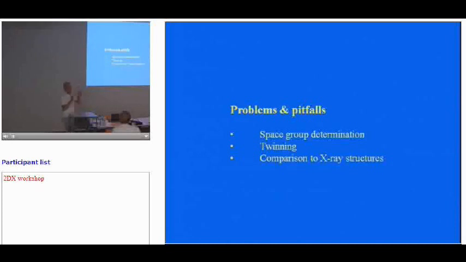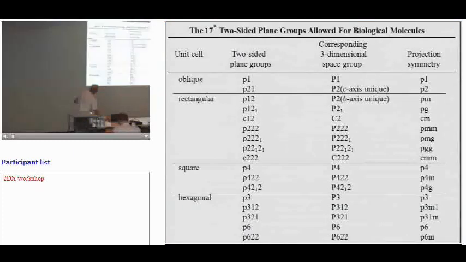Okay, so then I thought I'd just do 2 or 3 things. What are the problems to keep an eye out for? So one is getting the space group right. Another one is being aware that your crystals might be twinned. In X-ray crystallography, people are very aware of this. In 2D crystallography, people are less aware of it. And then, what useful things come out of comparing to X-ray? So there's 2 or 3. So this is the same 17 space groups that we heard about just before coffee.